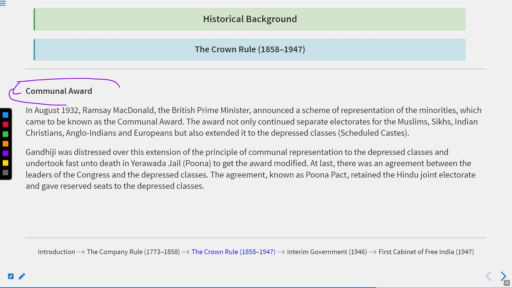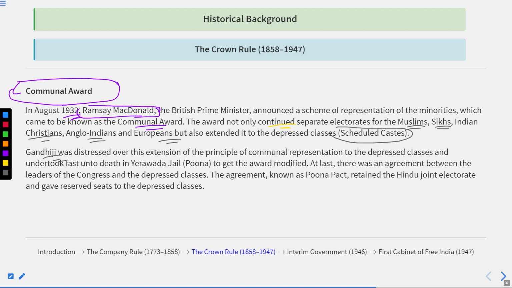The Communal Award is very much similar to 1909. Ramsay MacDonald, who was the British Prime Minister at that time, announced in 1932 the scheme for the representation of the minorities as a communal award. The award not only continued the separate electorates for the Muslims, Sikhs, Indian Christians, Anglo-Indians and the Europeans, but also expanded it to the depressed classes or the scheduled castes.